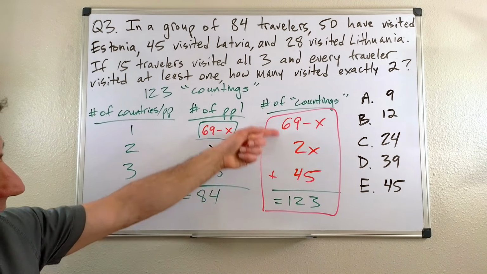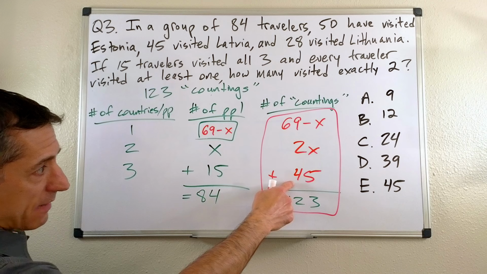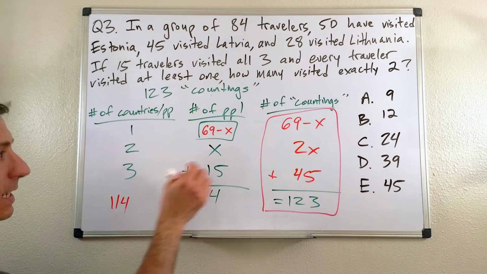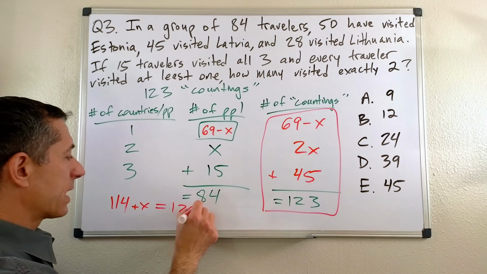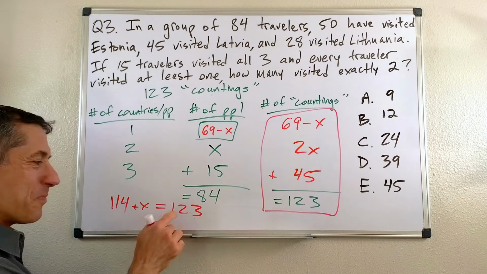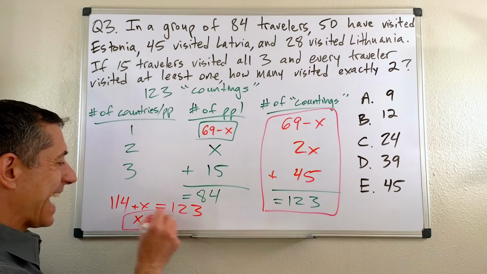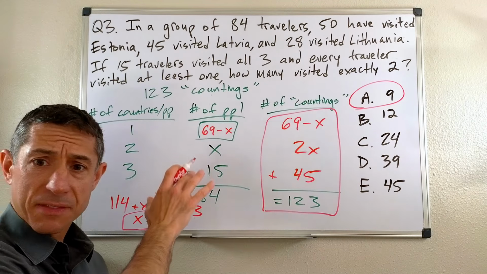So we've got, let's see, if we simplify this a little bit, I'm running out of space on my board. 69 plus 45 is going to give me 114. So 114 minus x plus 2x, that's just plus x equals 123. Oops, not 129, 123. 123 minus 114, that's just going to give me x is 9. And that is it.